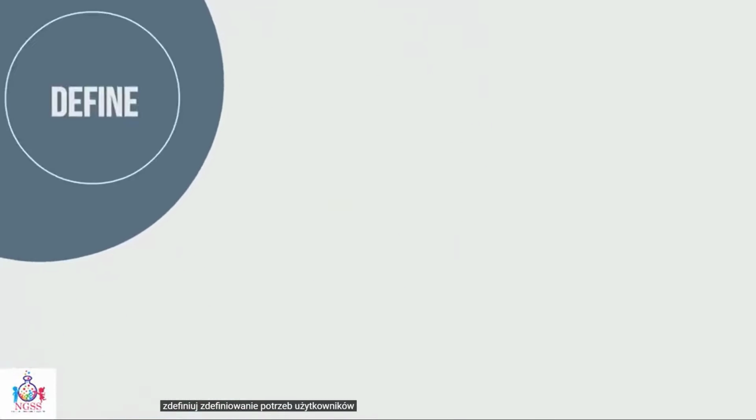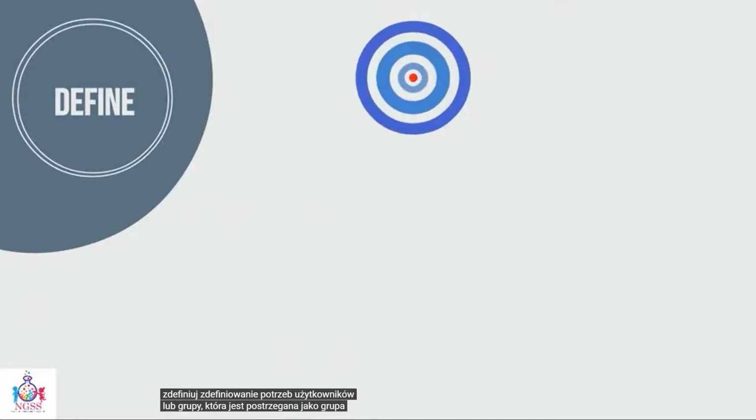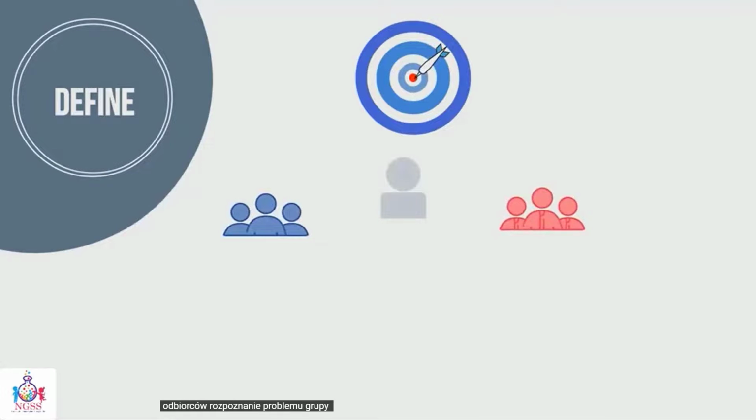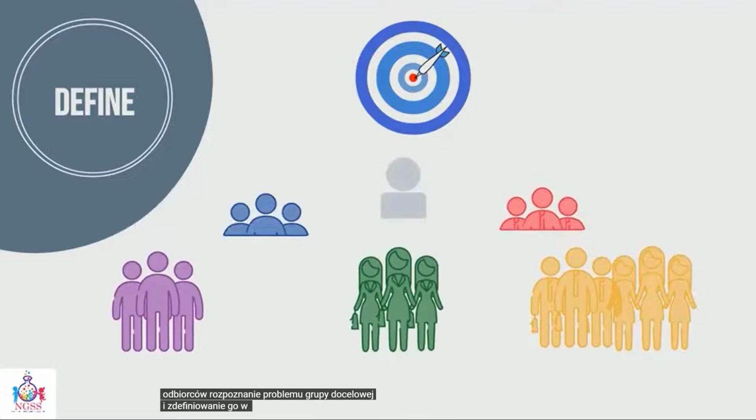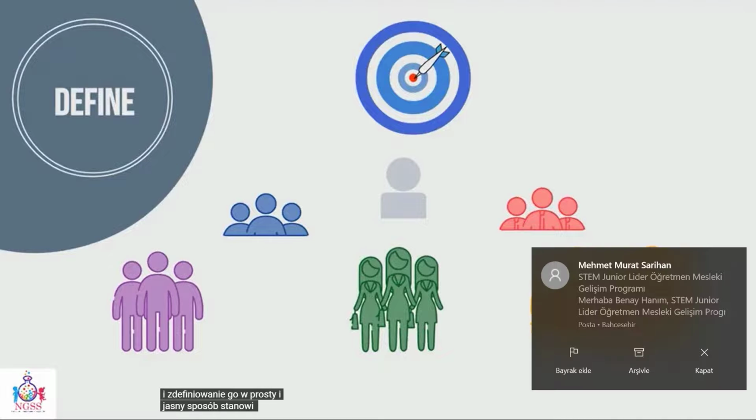Define. Defining the needs of the users or the group, which is seen as the target audience, starts with a good understanding of the problem and desire of the audience. Recognizing the target audience's problem and defining it simply and clearly constitutes the second phase of the design thinking process.